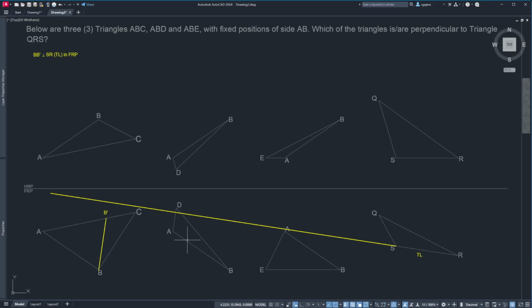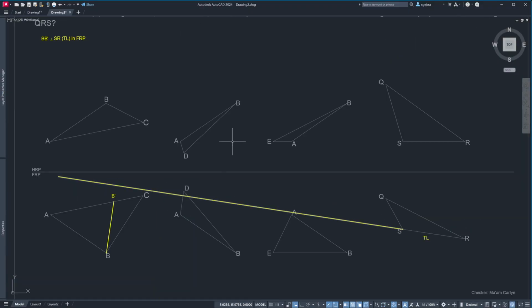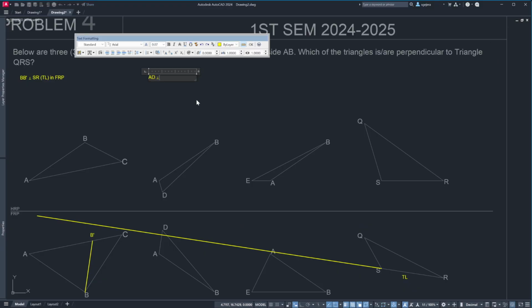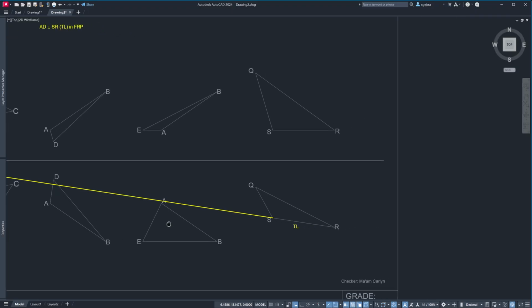Next proof natin is this one. Let's find a line. So, probably we can use ito, AD here. If you measure it using your sliding triangle or your protractor, you can see na 90 degrees sila, no? So, dito, AD is perpendicular to SR, which is a true length in FRP. Right? So, we've also found one here.